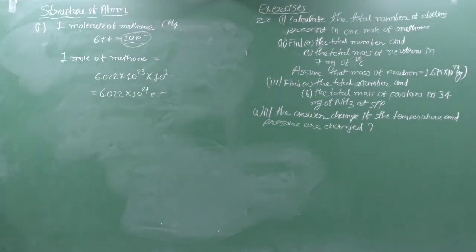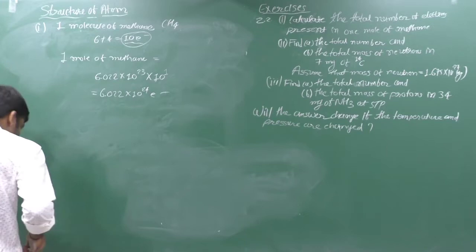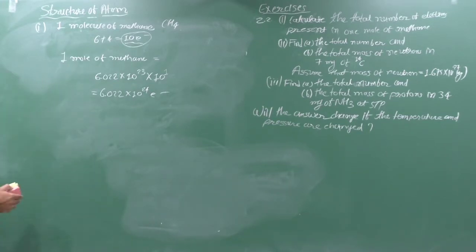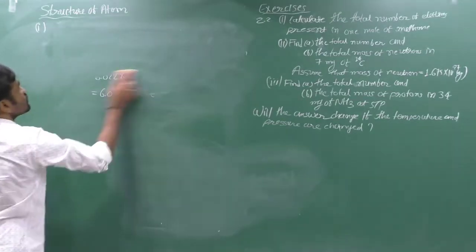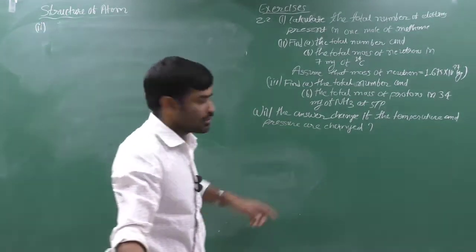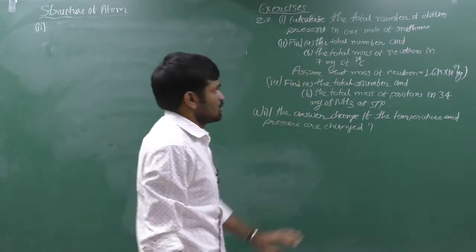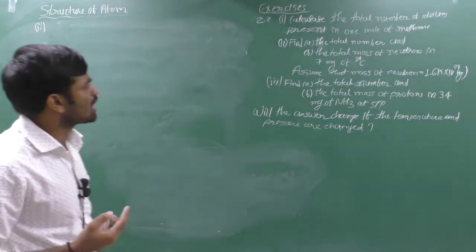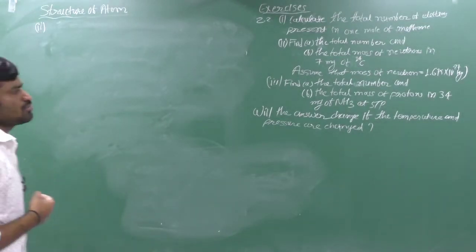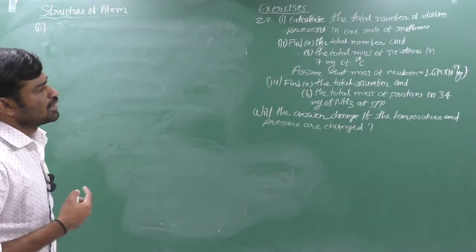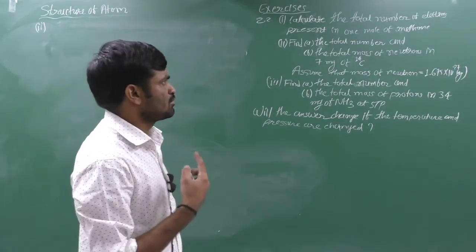Very simple. Now we can think about the next question. Question number 2. Clear? In question number 2 there are 2 questions. First, find the total number, and second, total mass of neutrons in 7 milligram of carbon 14. Assume that the mass of a neutron is equal to 1.675 into 10 raised to minus 27 kilogram.